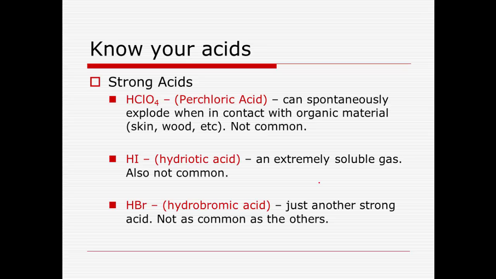Other strong acids to know: perchloric acid, HI, hydriodic acid, and HBr. And actually, there is one additional strong acid that you might want to add to your list, HClO3, which is just chloric. Okay, so again, there are only 7 strong acids. Anything else is a weak acid. So all of these 7 strong acids here dissociate 100%.